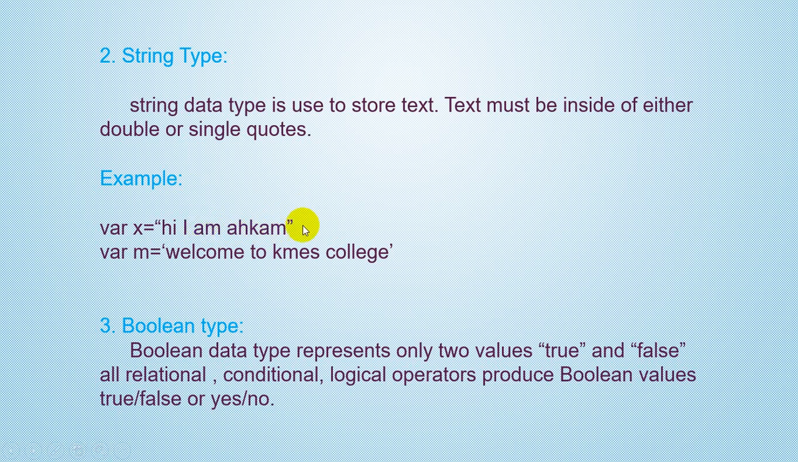Okay, so this will become a string. In the same way, you can use single inverted commas also. Here, var is the keyword to declare a variable, and m is the name of the variable to which you are going to assign some value. Which value are you going to store? That is "Welcome to KMS college". So "Welcome to KMS college" is a value which belongs to the string data type.